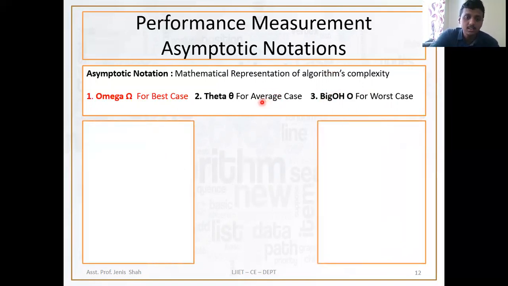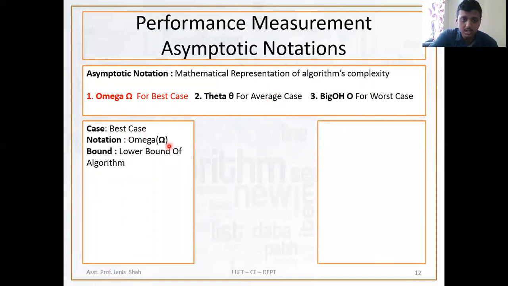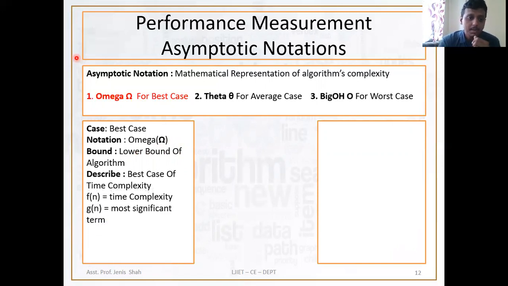The first case is the best case. The notation for the best case is omega. That shows the lower bound of the algorithm. Students, it shows the lower bound of the algorithm: the algorithm never does better than this, so it always works at least at the best case. Now, describe the best case. Omega shows the best case of time complexity.